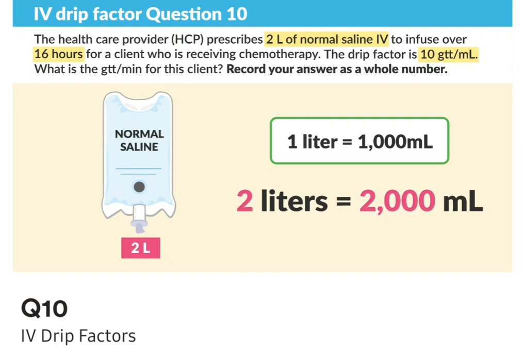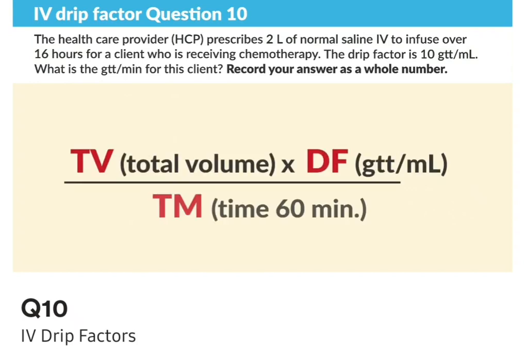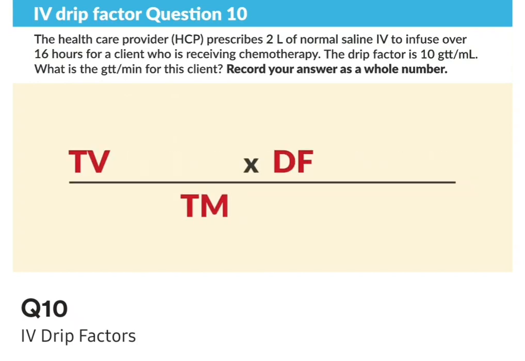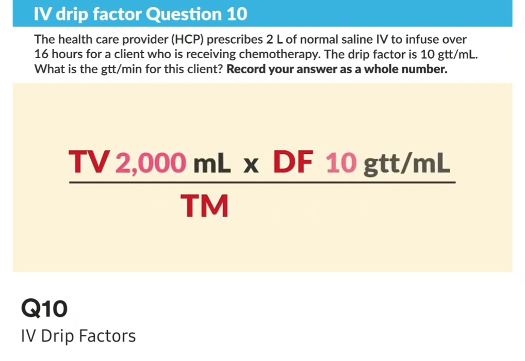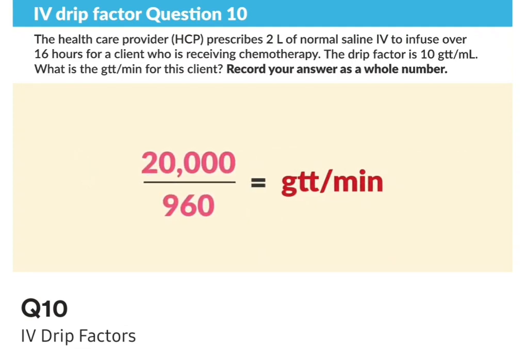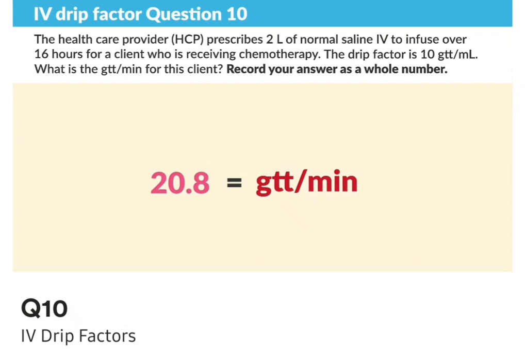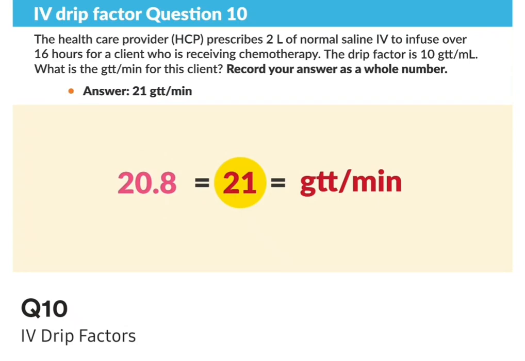All right, so as usual, we're setting up the equation. So total volume, TV makes you DEF over time, right? So now we plug in that 2,000 mLs times 10 over 60 minutes, and the question said 16 hours, right? So 16 hours times 60. Okay, now that it's all set up, simply multiply across. So we get 20,000 over 960. And then we do simple division. 20.8, and we have to round up because we can't give a portion of a drop. So we have 21 drips per minute.